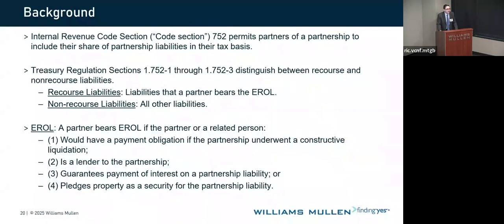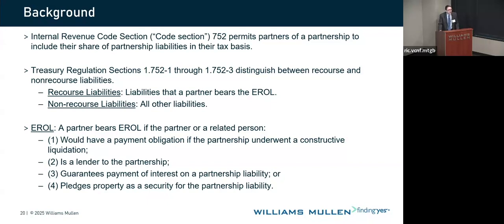So just some quick background. Section 752 is really the bread and butter when you're talking about recourse liabilities. And it basically permits partners of a partnership to include their share of partnership liabilities in their tax basis if it's a recourse liability. And this is obviously important because of whether or not a partner will recognize gain on distributions or they're allowed to claim losses for deductions for losses.